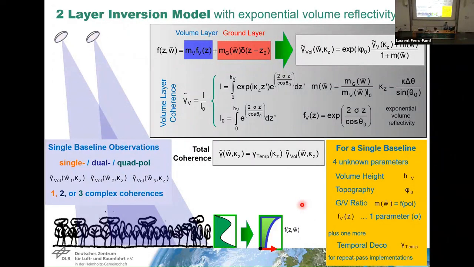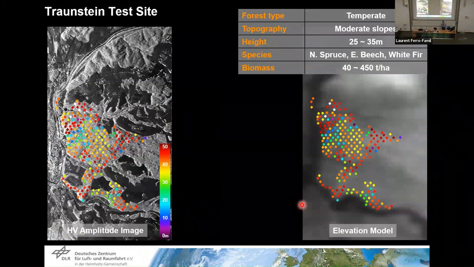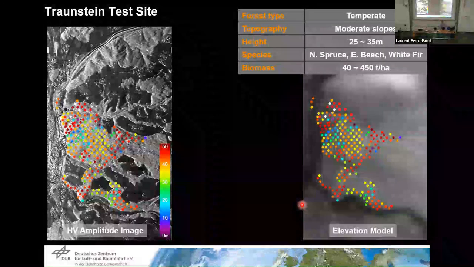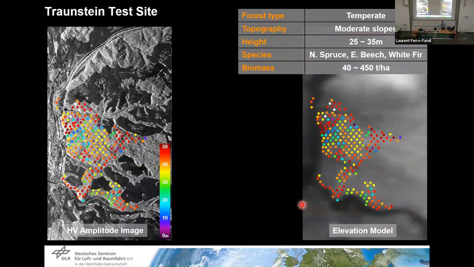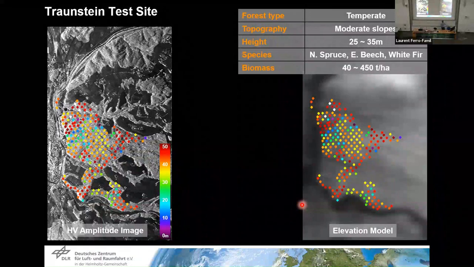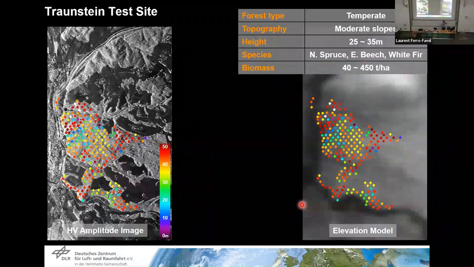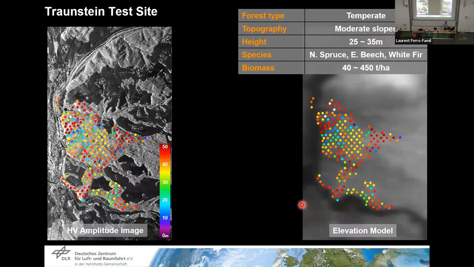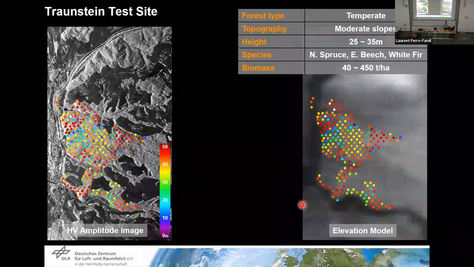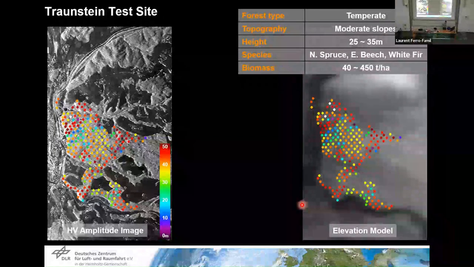But just now to send you to the coffee break, still with some real data. So this inversion, polarimetric interferometric inversion, with this random volume over ground model, just by using an exponential reflectivity function, was attempted here. This is the Traunstein forest, south of Germany. So you see here, basically, it's a temperate forest. You have stands which are, or which were, up to 50 meters.